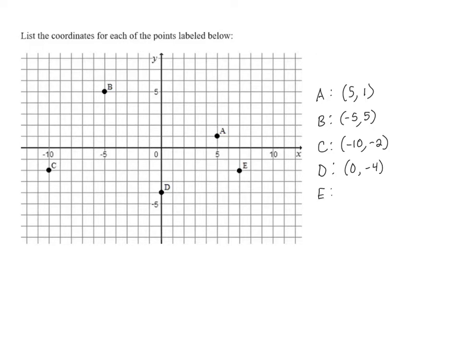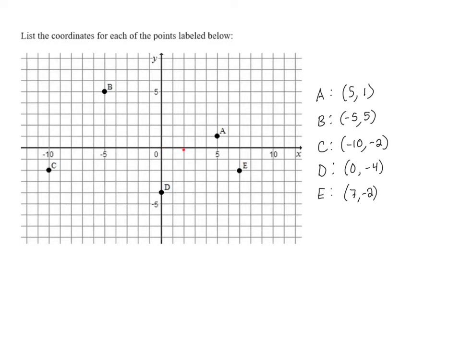And then for E, the x-coordinate is going to be 7, because it's to the right 7 units. And then the y-coordinate is going to be -2, because it's down 2 units. So this is going to be at 7, -2.